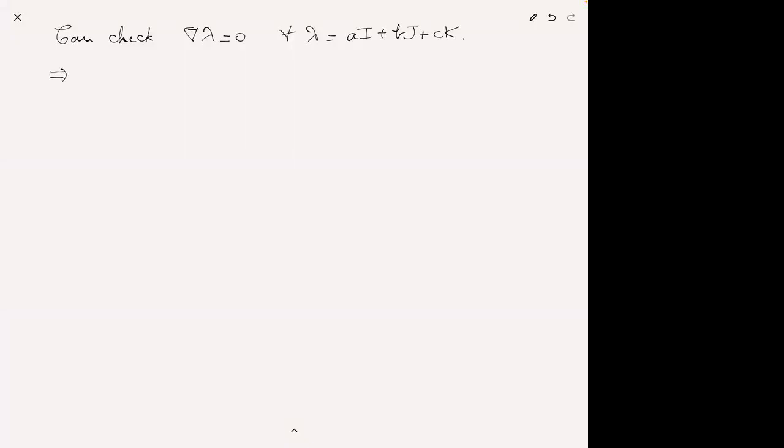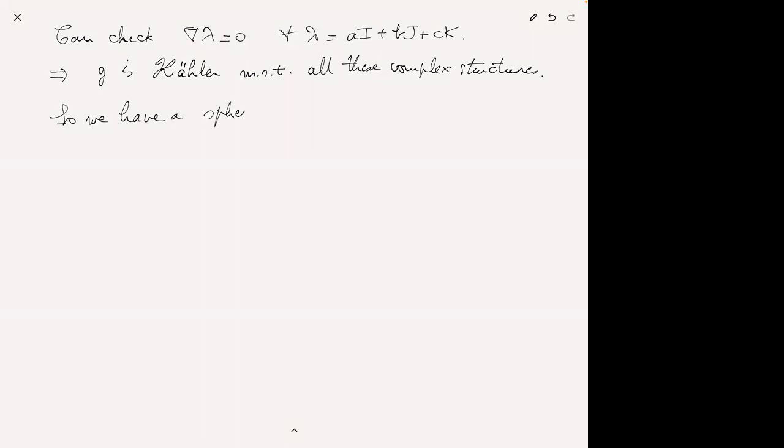So then what you get is that G is Kähler by our definition of Kähler. G is Kähler with respect to all of these complex structures. Okay, so we have a sphere of Kähler structures, meaning a sphere of complex structures that are all Kähler, right? On M.